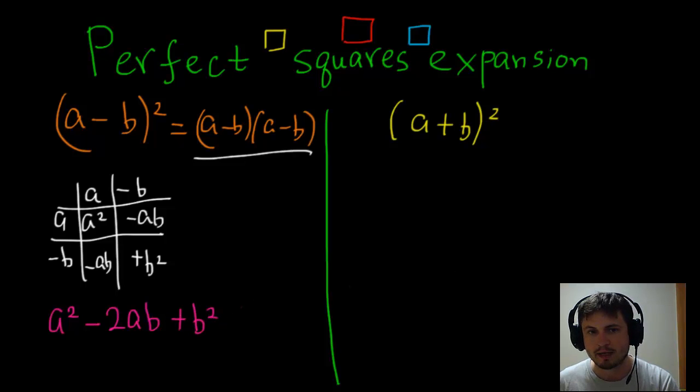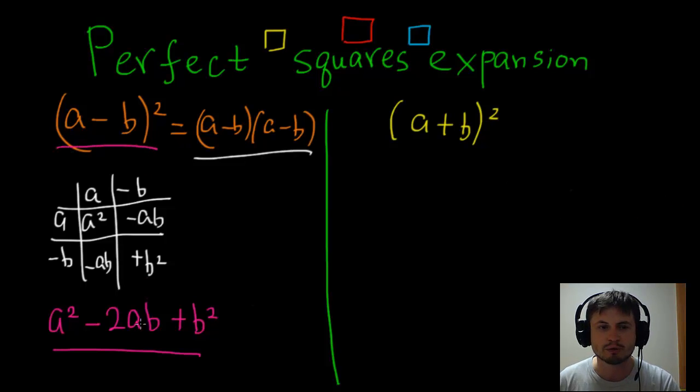Now, when I was doing math in high school, I was actually told to remember this because you will see this a lot. So it's really helpful if you can try to remember that a minus b squared will always give you this. So it's always a squared minus 2ab plus b squared. Now, you don't have to remember it. You can always try to do it with a table, but unfortunately, sometimes you won't have enough time. So if you have a chance to memorize it, do it.